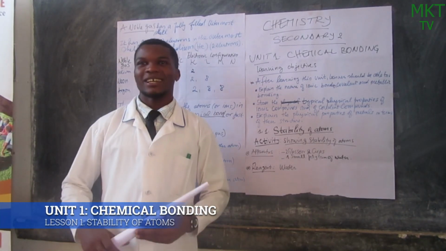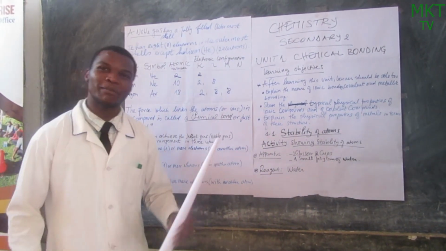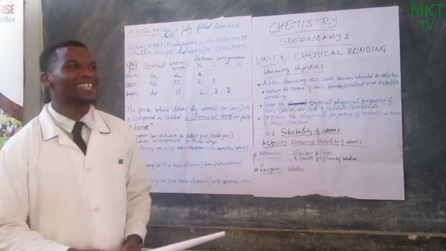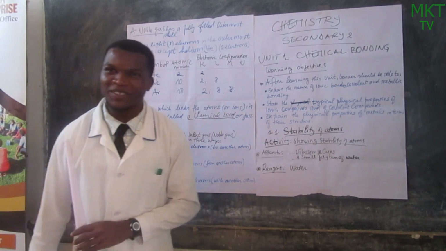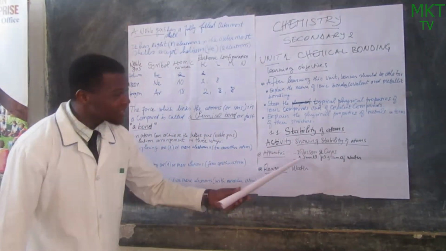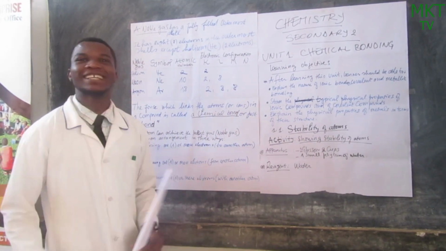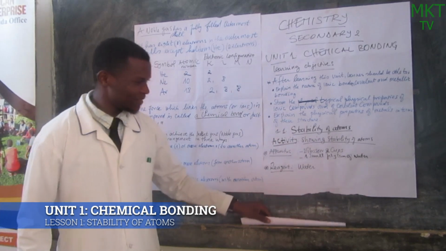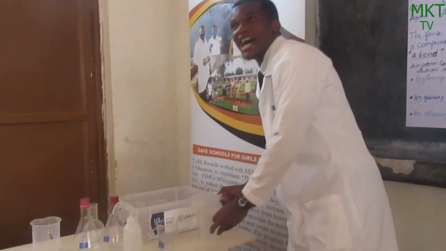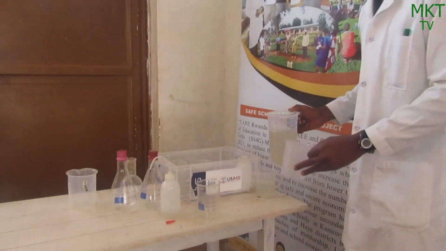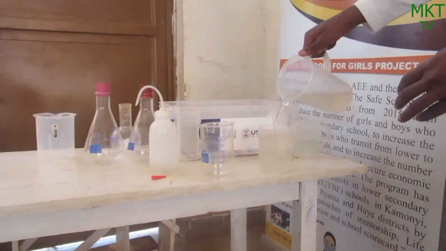Dear student, my girls and boys, let us perform an activity showing the stability of atoms. Apparatus needed are 2 glasses or 2 cups and 1 small jerry can of water. Reagent, water. Let us perform this activity. Now take a glass full of water.